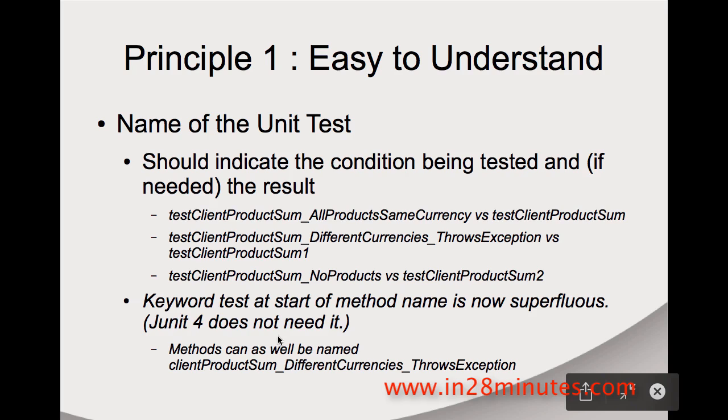The other thing, one important thing is earlier we used to call the methods starting with test. This was because before JUnit 4, there were no annotations. So we had to start the methods which test with that, and only then JUnit recognizes them as unit tests. Now it's not really important because we use the annotation @Test. And so you can actually name the method as clientProductSumDifferentCurrenciesThrowsException. So that's fine too, but it's more of a preference.